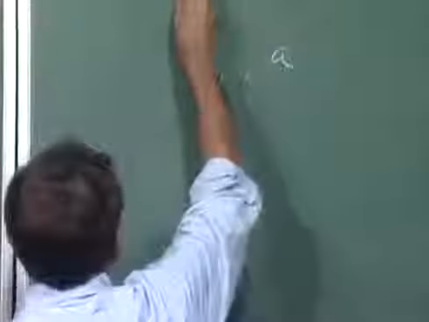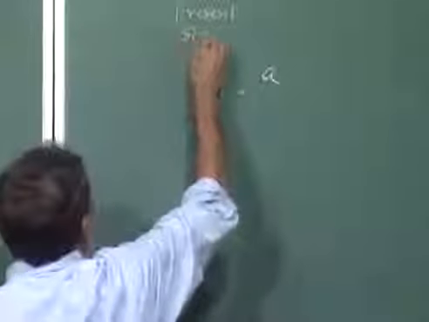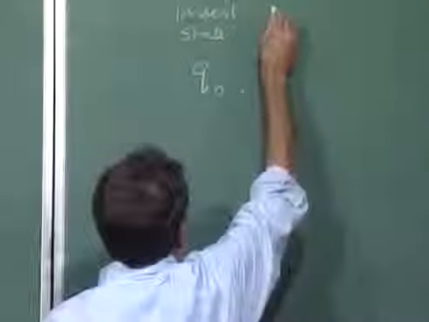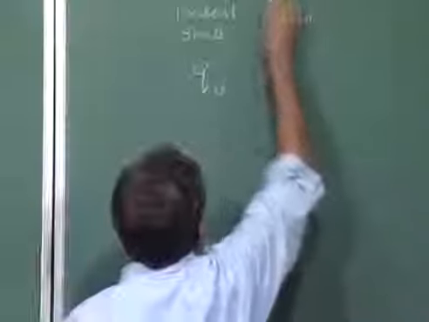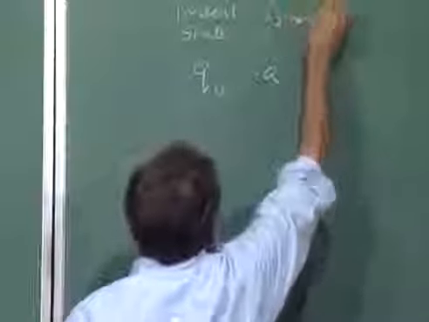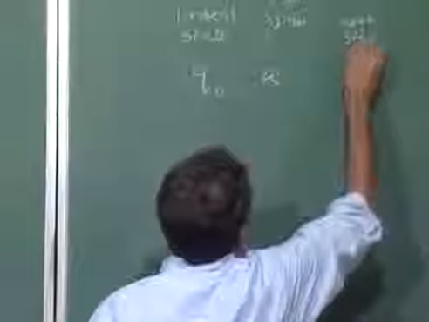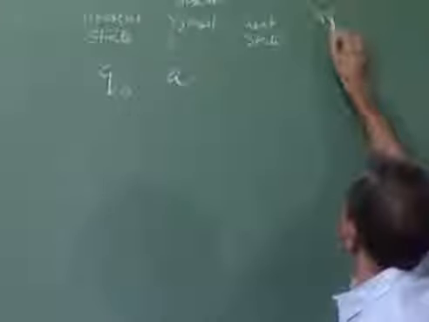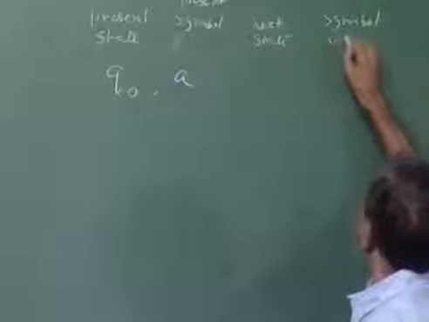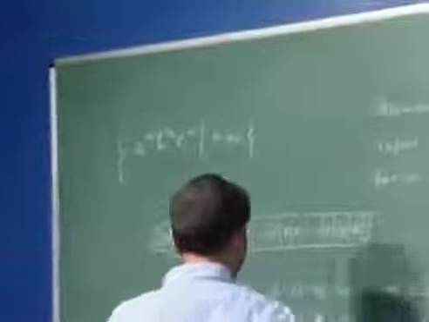So, let us recall that this is the present state, and this is the present symbol, and it goes to the next state, and of course, remember the quintuple, the symbol overwritten, and the direction of the move.